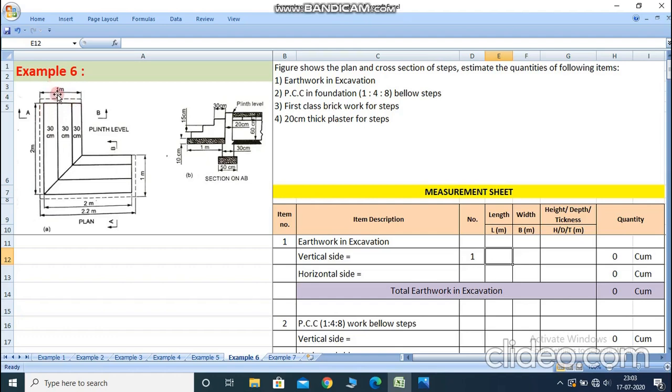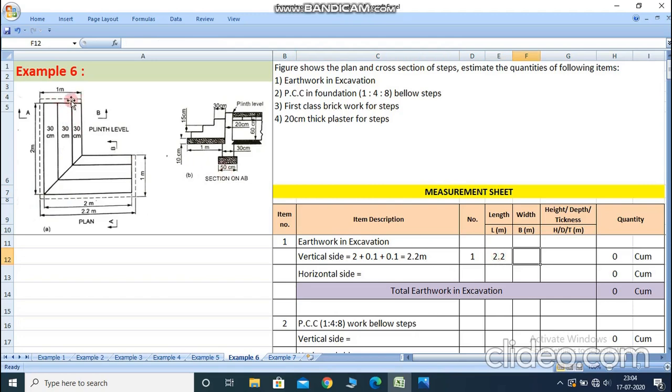Here 1 minus 0.9, we get a value of 0.1 meter. So from the border to the dotted line is 0.1 meter, and here 0.1 meter. So the total vertical side length is 2 plus 0.1 plus 0.1. So the total length is 2.2 meter. Clear? So from the dotted line of the excavation to the dotted line of the excavation is 2.2 meter. Clear? Now write here 2.2 meter length.